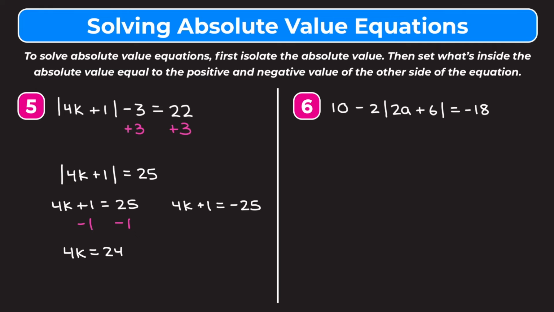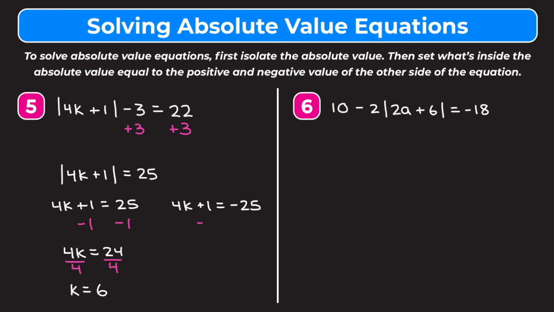Now I need to get rid of the 4 that's being multiplied by dividing both sides of my equation by 4. On the left, I am left with a k, and on the right, 24 divided by 4 is 6. So I get one answer as k equals 6, and now I'm going to solve the right equation.